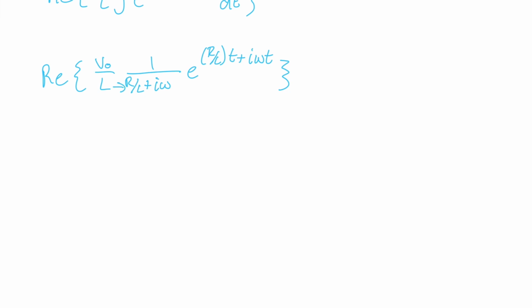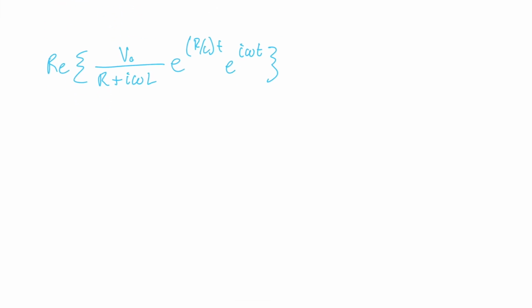So we're just gonna end up with a V naught. Sorry, we're gonna end up with the real part of R plus I omega L times V naught times e to the R L T times e to the I omega T. And now e to the I omega T is the same. Oh wait, first before we do that, I'm jumping the gun. So the complex conjugate of R plus I omega L is R minus I omega L.